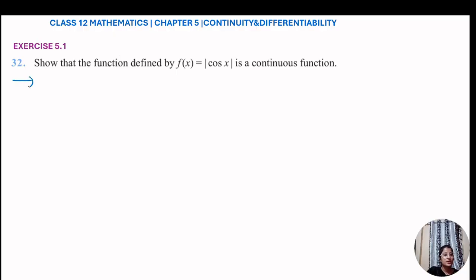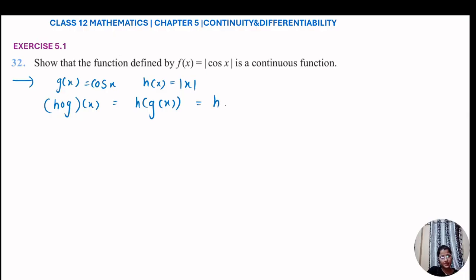Okay. So here you can also think how you can make it by using a composition. It is the same as question 31. I will change the composition. So take your g of x as cos x and your h of x as mod x. Now take the composition h composition g of x. So this will be h of g of x, which is nothing but mod of cos x. As you can see, this will be nothing but your f of x.